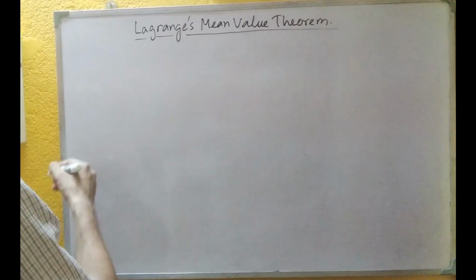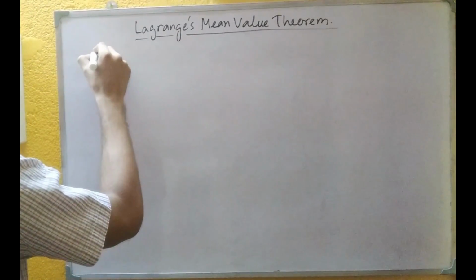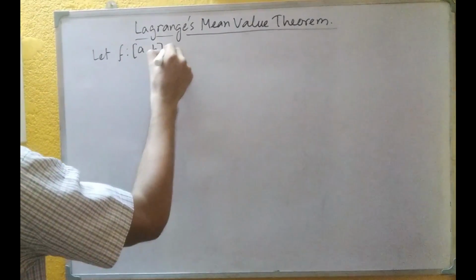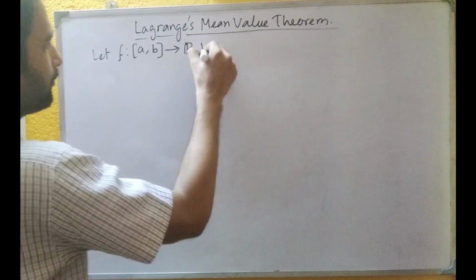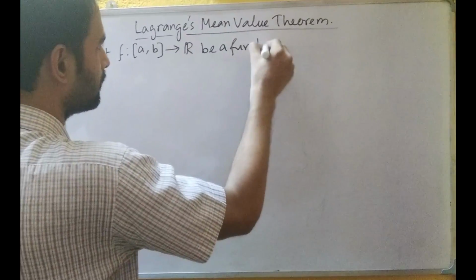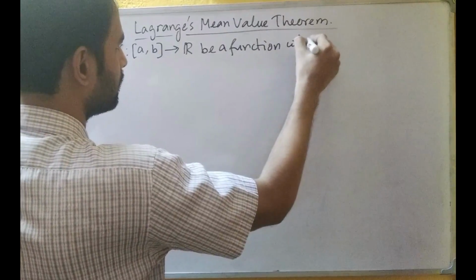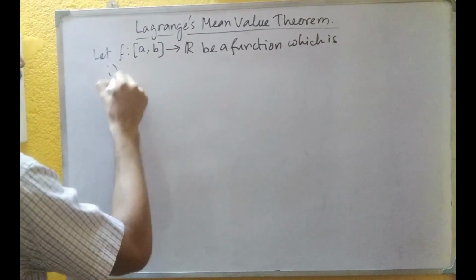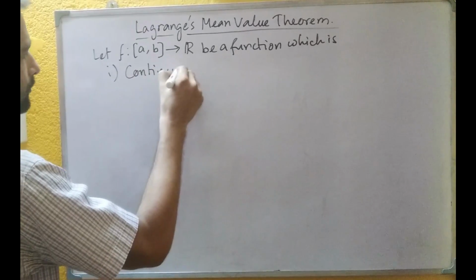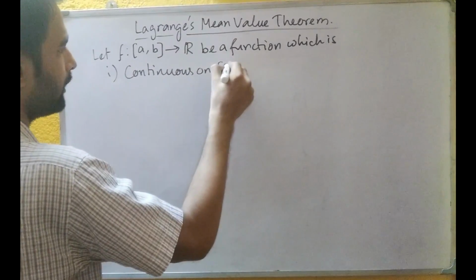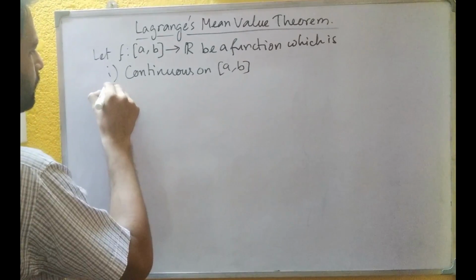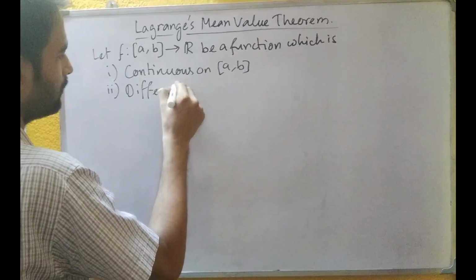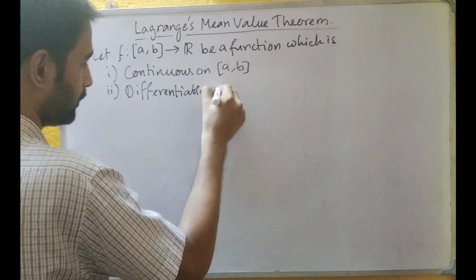Okay, let me state that theorem first. It says that let f from AB to R be a function which is number 1, continuous on the closed interval AB, that is its domain. Number 2, it is differentiable on the open interval AB.